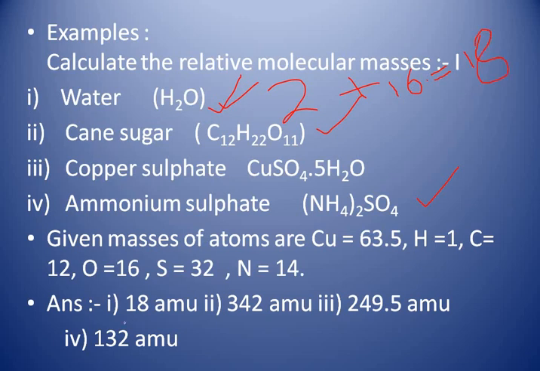Answers are given there: the first is 18 AMU, the second is 342 AMU, the third one is 249.5 AMU and the fourth one is 132 AMU. Now just add the number of atoms, add their atomic masses and get the value. I hope this is clear to you all.